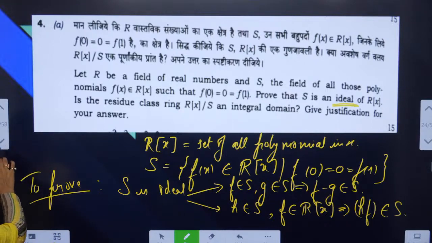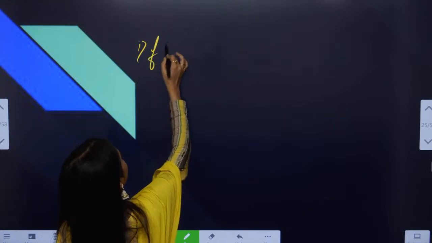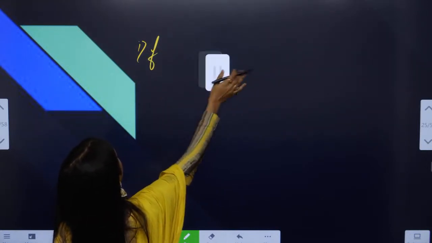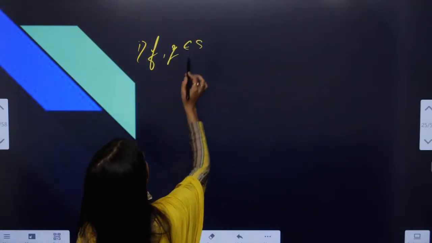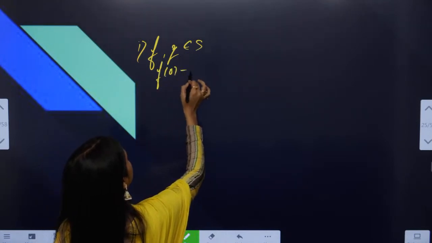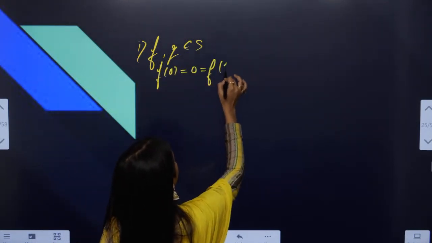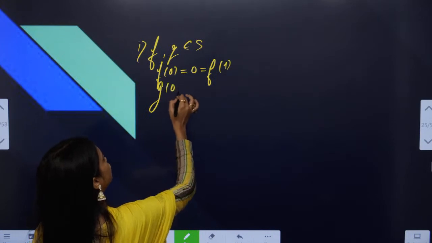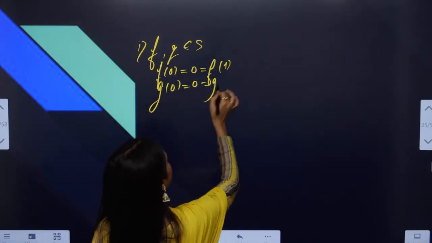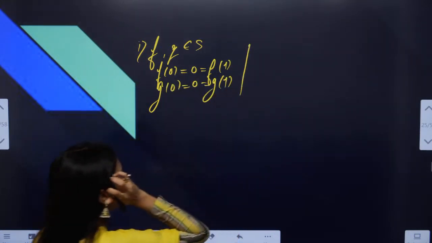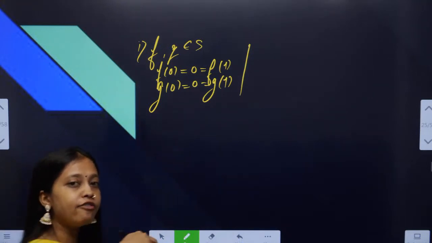For the first point, if you take f and g that belong to S, that means you have the property f of 0 equals 0 equals f of 1, and similarly g of 0 equals 0 equals g of 1. You want to prove the same result for f minus g.